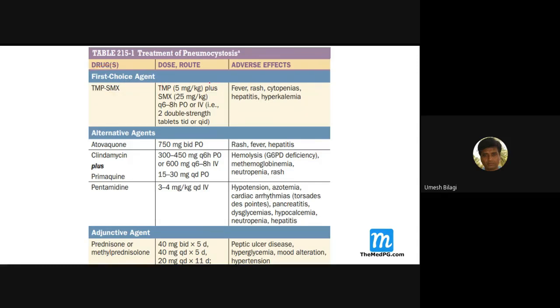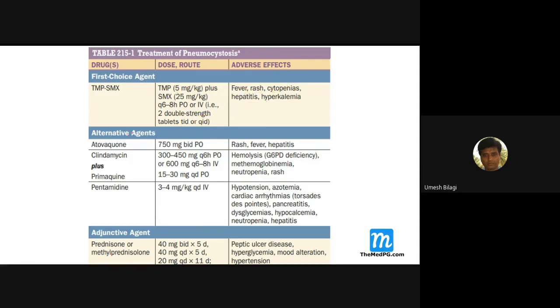The dose is a bit on the heavier side. See here, 2 double strength tablets TID or QID, 3 to 4 times. You can imagine, the patient has to take 2 Bactrim DS in the morning, 2 in the afternoon, 2 in the evening, 2 at night. Such a heavy dose it is. The patients may have side effects: hepatitis, hyperkalemia, cytopenia, rash, and all that. We do see these patients. If you put them on this high dose of cotrimoxazole, we may see these complications and side effects.